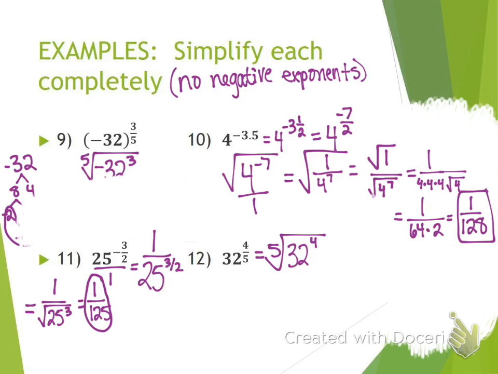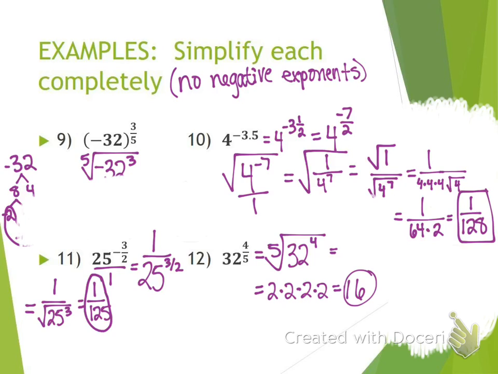So for every 32 we have, 1 2 can come outside. How many 2's will we have? 4 of them, 1 for every 32. We had 4 32's, we end up with 4 2's. Is there anything left over? No, so we don't need our radical anymore. 2 times 2 times 2 times 2 is 16.